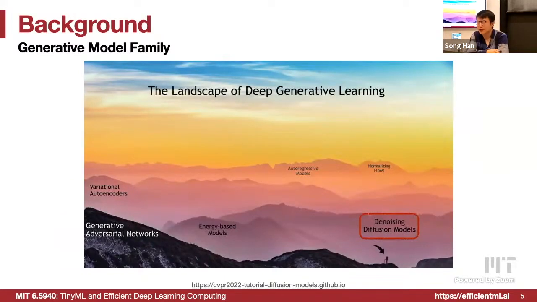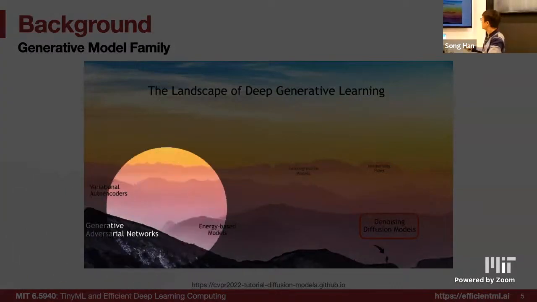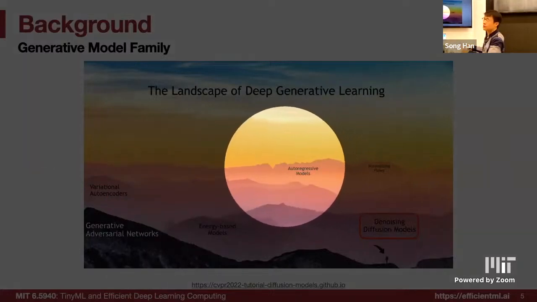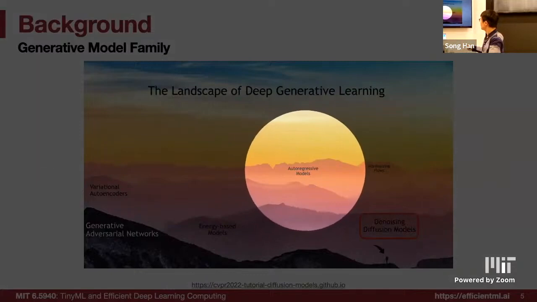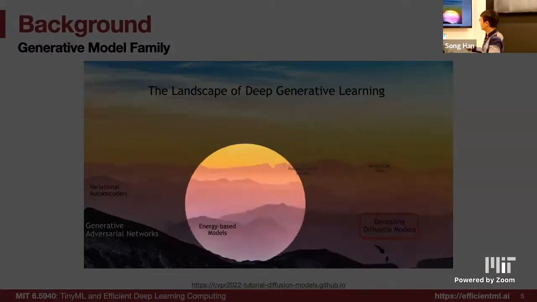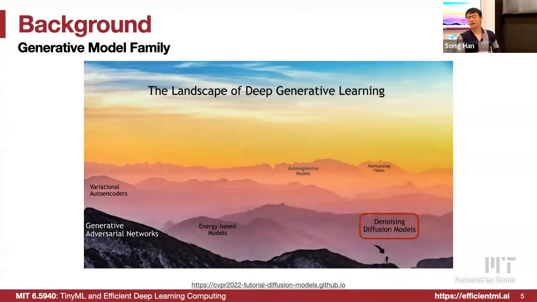So this is the landscape of deep generative learning. We've previously already covered the generative adversarial networks. We've also talked about the autoregressive model using a token in, token out approach to model that. Today we are going to talk about diffusion models. We also introduce efficient autoencoders. So this is the landscape of deep generative learning.